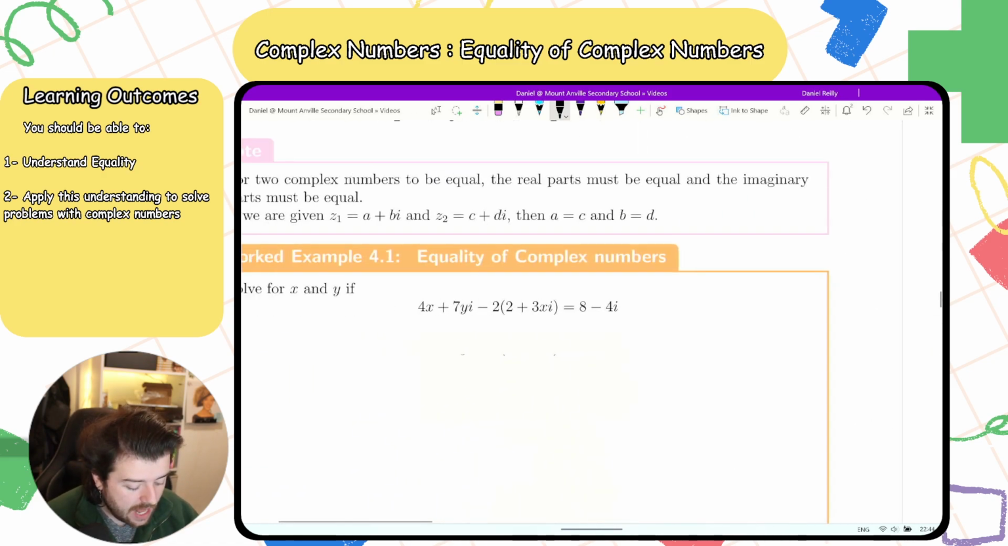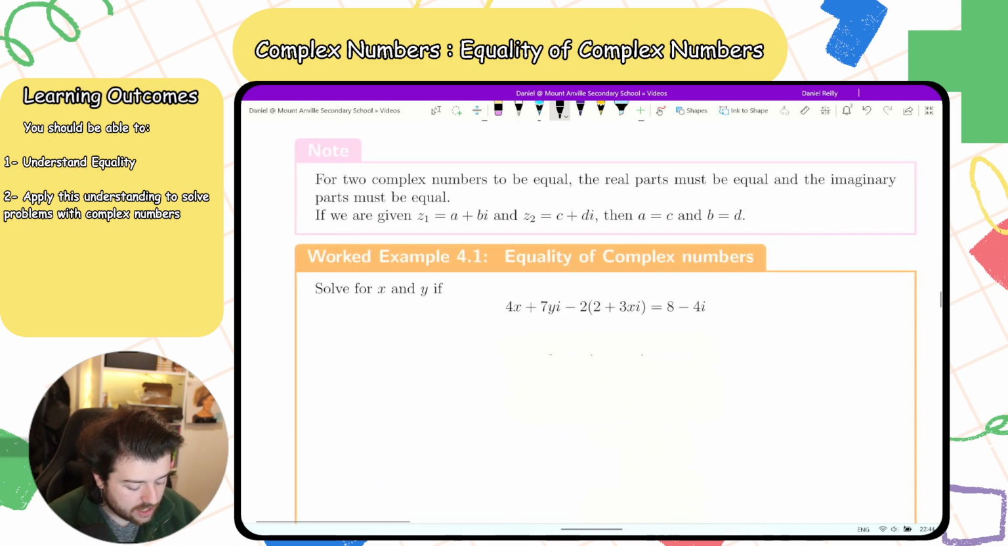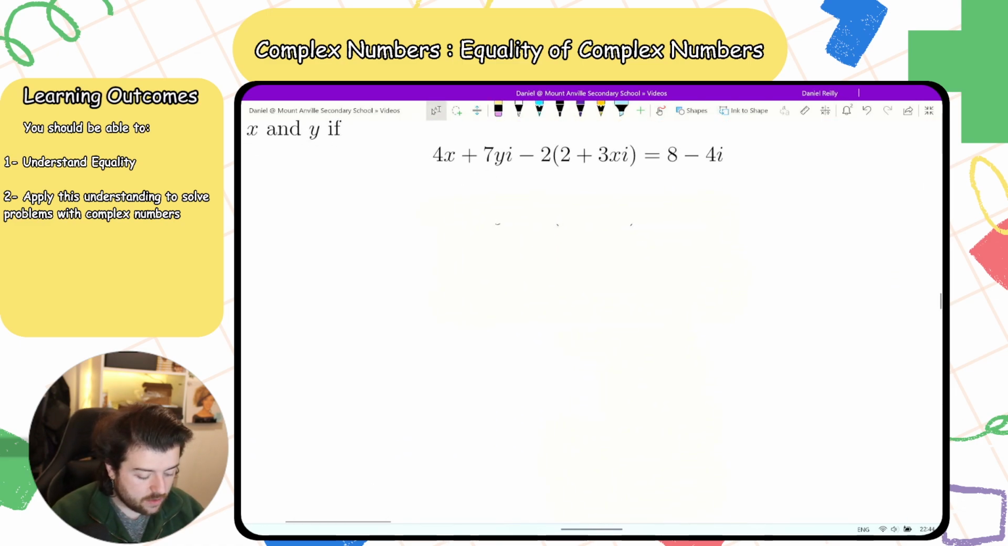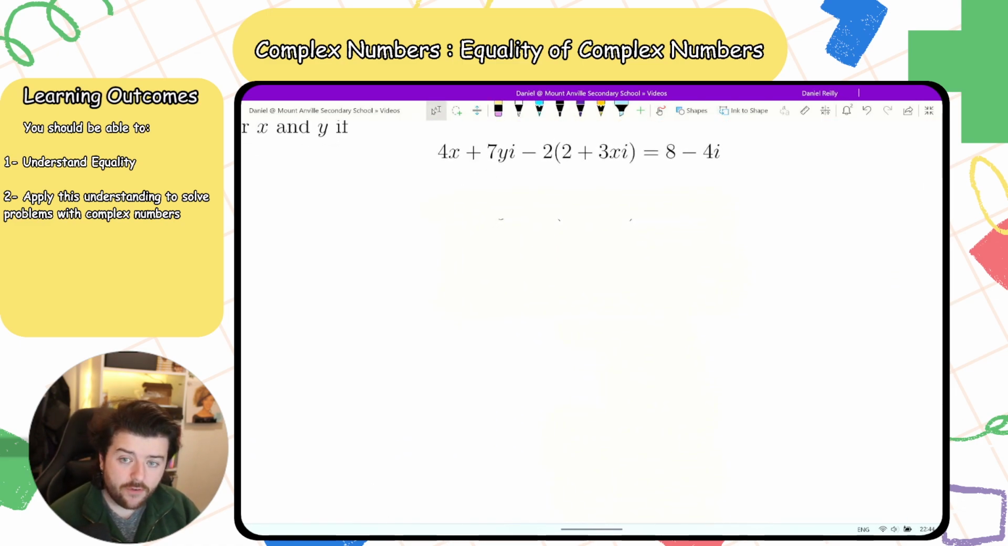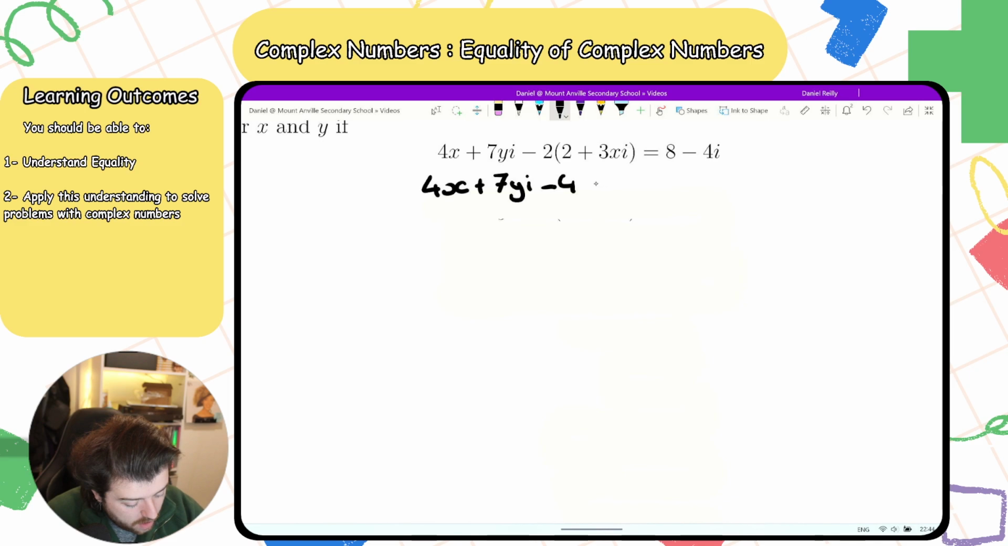So let's apply this understanding now to this question. Solve for x and y. 4x plus 7yi minus 2 times (2 plus 3xyi) equals 8 minus 4i. So let's multiply this all out. So 4x plus 7yi minus 4 minus 6xi equals 8 minus 4i.